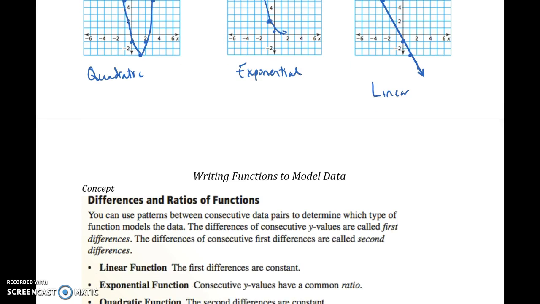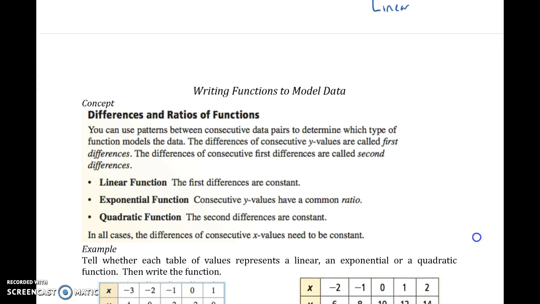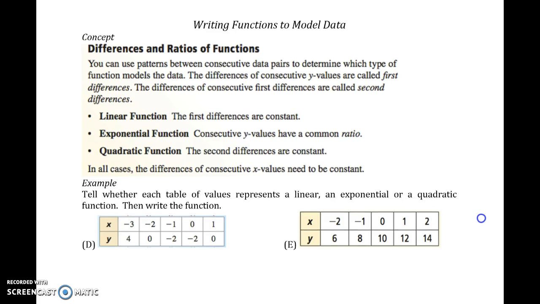Okay, so now we're going to look at writing functions to model data. This is where things can get a little tricky because we have what we call first differences and second differences. So let's talk about what these mean. When we're talking about a linear function, the first differences are constant. So what do we mean by first differences? Well, first differences are the differences of consecutive y values. So we're just subtracting y values from each other. So you might be looking at y2 minus y1, y3 minus y2, etc.